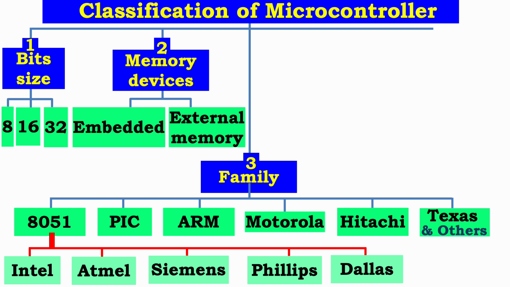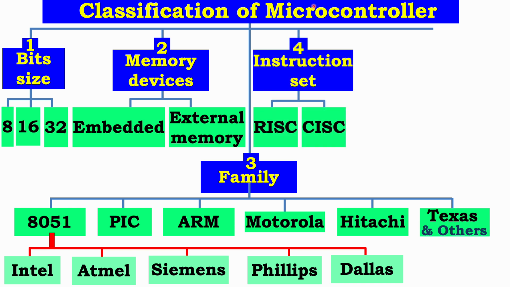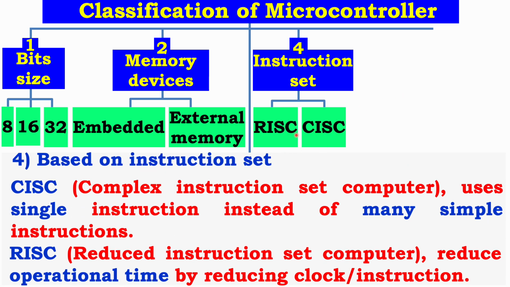Now next we will see the fourth one. What is the fourth one? According to the instruction set we are going to use, there are two types of computers. One is RISC, the other one is called CISC. Now let us see what RISC and CISC are. RISC is called a reduced instruction set computer, whereas CISC is called a complex instruction set computer. In CISC computers, operations are used as a single instruction instead of many simple instructions, so that complex instructions can be executed by a simple instruction.